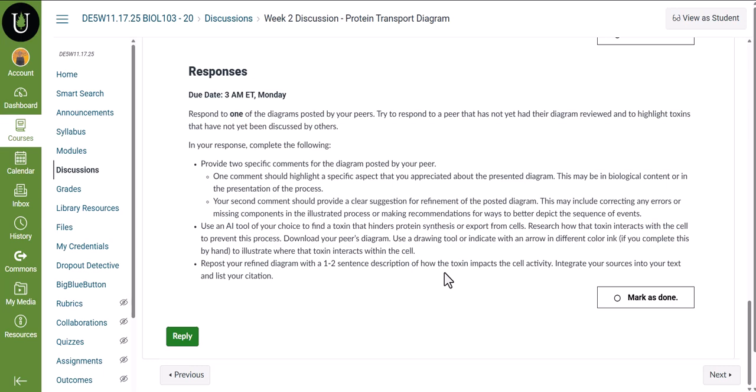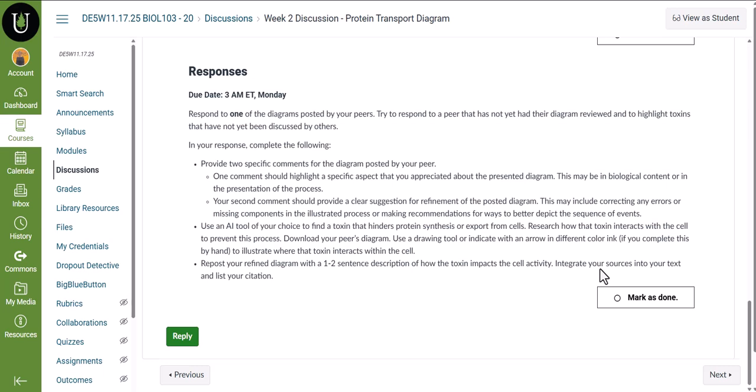And then you're going to repost your diagram, which is a modification of their diagram, with a description of how that toxin impacts the cell activity. And you should integrate any sources that you use. Make sure that you include both an in-text citation and an end citation.